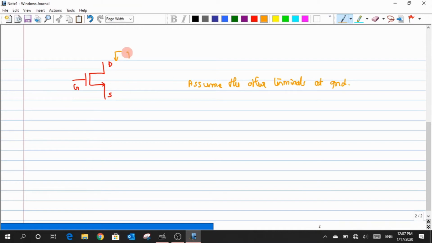R0. Now, what happens when I look through the source? Yeah, 1 by Gm or Gm prime, which is nothing but putting one more factor in parallel with 1 by Gm. And what about the gate? Infinite, because the current cannot go through the gate terminal. So the value of Ix is equal to 0, and Vx by Ix gives us infinity.